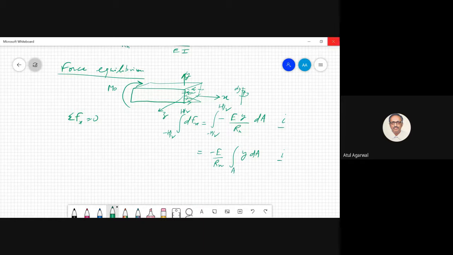What is the meaning of y dA? Anybody? How can this be 0? Now you see, the total force has to be 0. You are given that this is 0. So it means your centroid lies on the origin of your coordinate system.